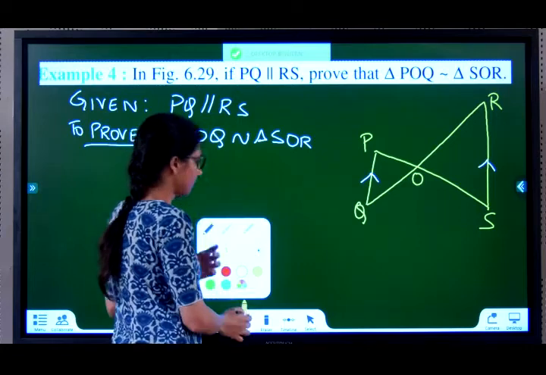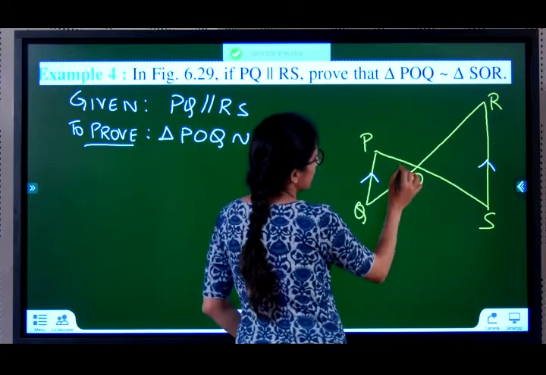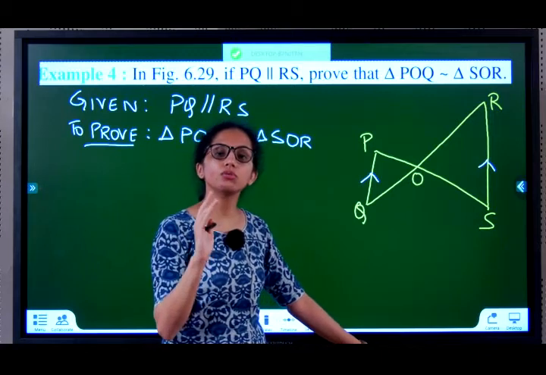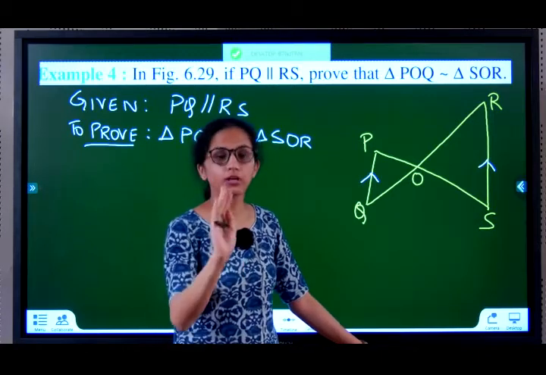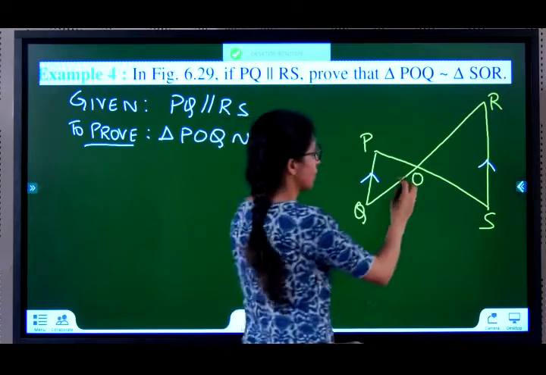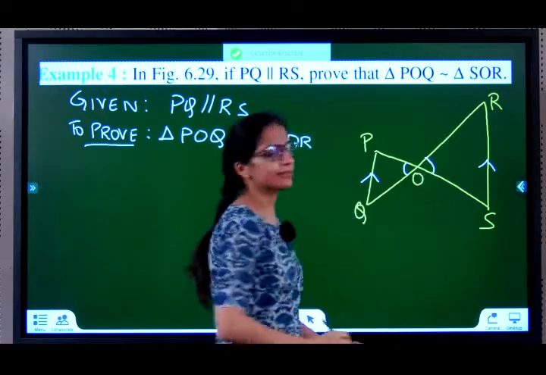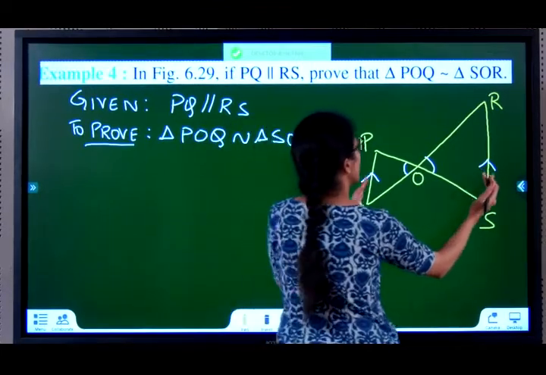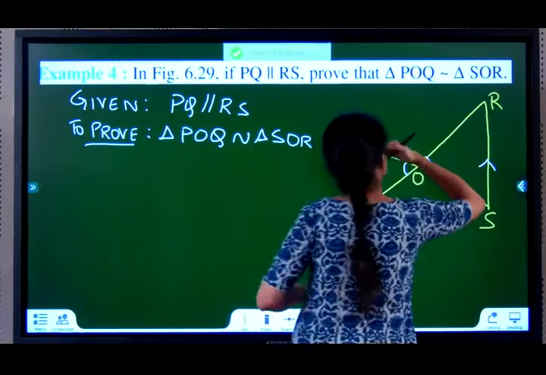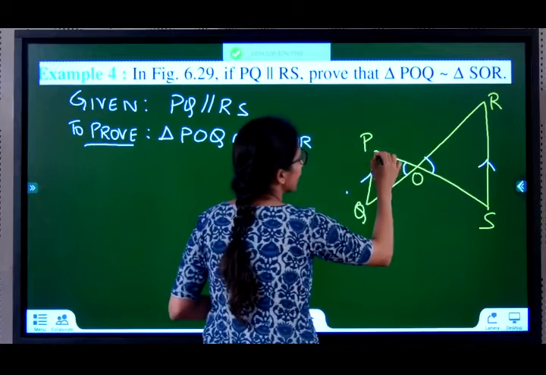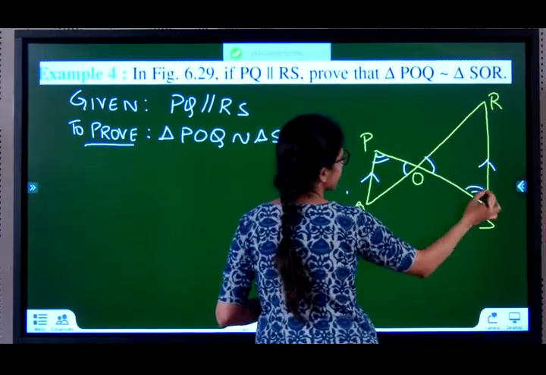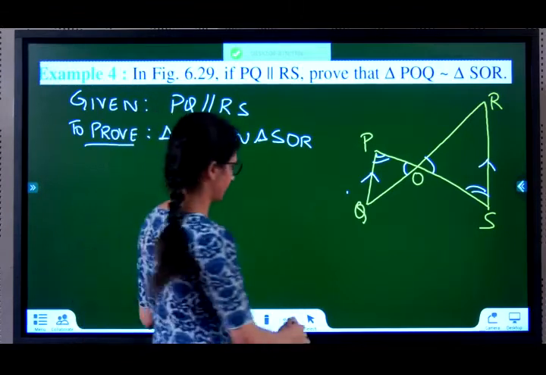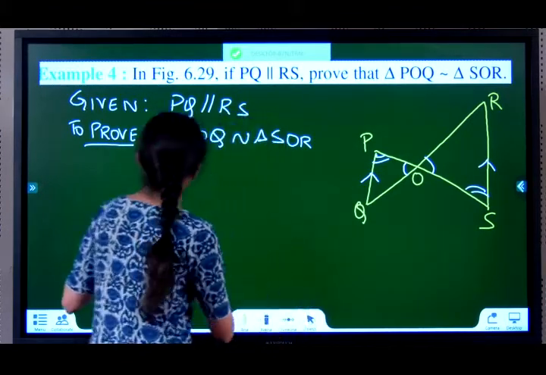Please observe here, the best similarity is to say that the AA similarity. If you can find two angles equal, very easy. So vertically opposite angles, you have one angle equal to one angle. These two are parallel. This is the transversal. Can I say these are alternate interior angles? I get AA criteria, the two triangles are similar. That's all. Okay. So proof.